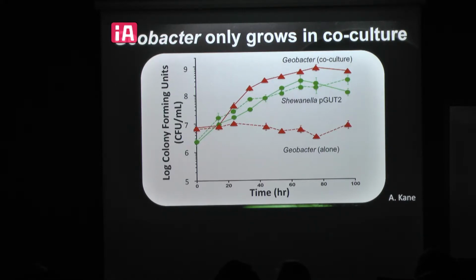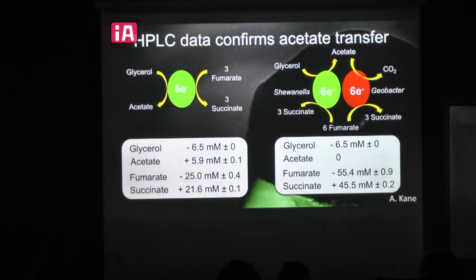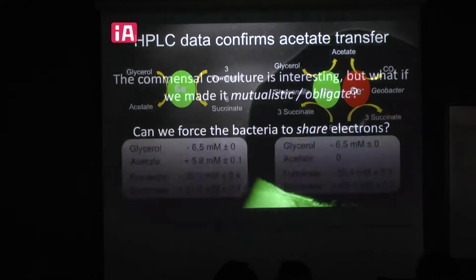We can also go in and do HPLC to confirm that acetate is actually transferring between these organisms. If we look at Shewanella alone, it's converting glycerol to acetate. We can see glycerol go away, acetate being produced at the expense of fumarate getting reduced. And then in the co-culture, we basically never detect acetate. As soon as acetate's made, it's gone. Okay, so that's an interesting system, but it's not super interesting. It's just a simple carbon cascade.